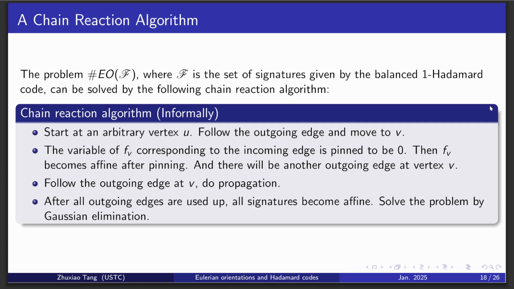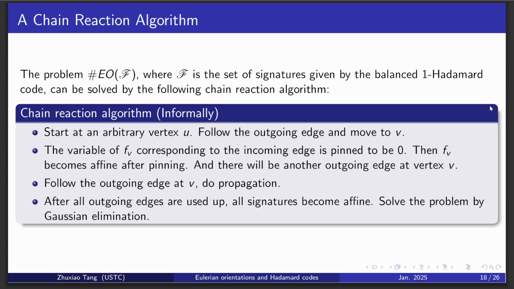This is an informal description of the chain reaction algorithm. First, we start at an arbitrary vertex U, and it turns out that there will be an outgoing edge at U, and we follow this outgoing edge and move to V. And the variable of Fv corresponding to the incoming edge is pinned to be 0, because we assign 0 to the incoming endpoint of that edge. Then after pinning 0, this Fv will become a phi.